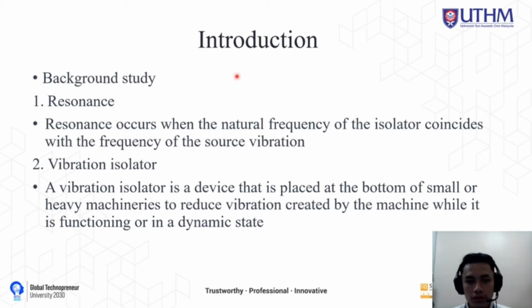So for the introduction part, which is for background study, is describe the resonance and vibration oscillator. Resonance occurs when the natural frequency of the oscillator coincides with the frequency of the source vibration. A vibration oscillator is a device that is placed at the bottom of small or heavy machineries to reduce vibration created by the machine while it is functioning or in a dynamic state.